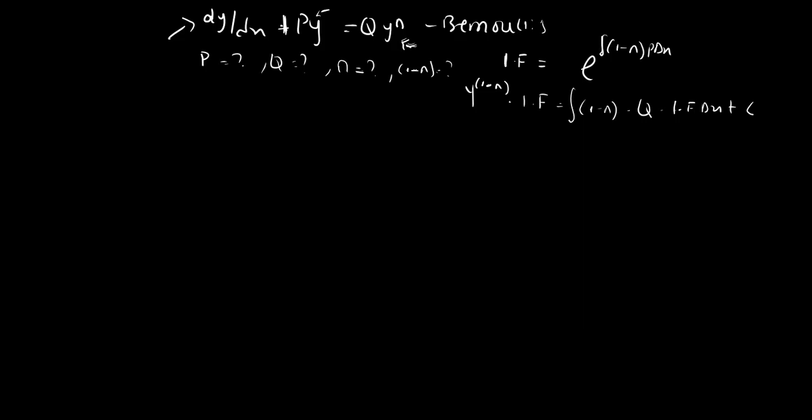Alright, so let's look at this question. We have dy dx is equal to y tan x minus y square sec x. So we have this, and we are going to now solve this question.